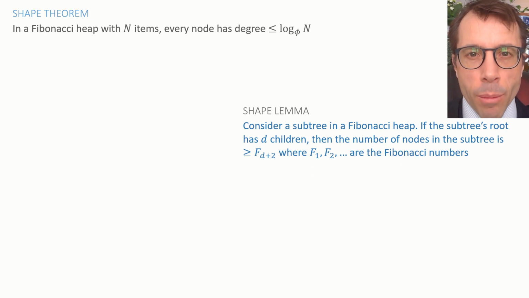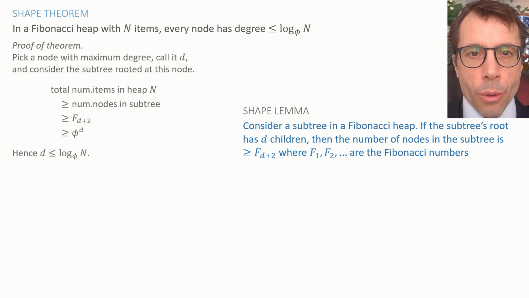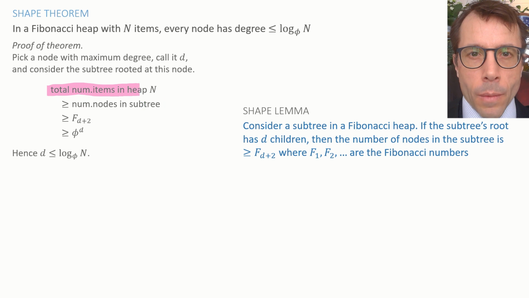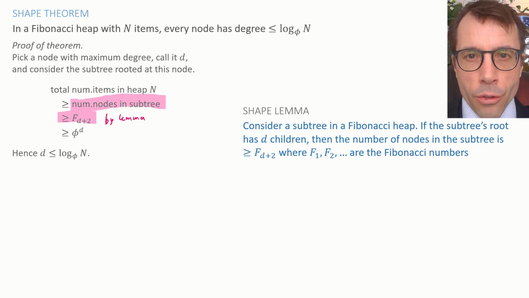Once we've proved this shape lemma, it's fairly easy to finish off the shape theorem. Here's the proof. We want to bound the maximum degree of any node in the heap. So let's start by picking some arbitrary node whose degree is maximum, call this maximum degree D, and let's just apply the lemma to this node's subtree. Obviously, the number of nodes in the subtree we're looking at is less than or equal to the total number of nodes in the heap, n. The lemma tells us that the number of nodes in the subtree is above or equal to F of d plus 2, where d is the degree.